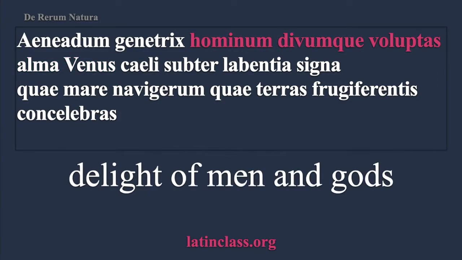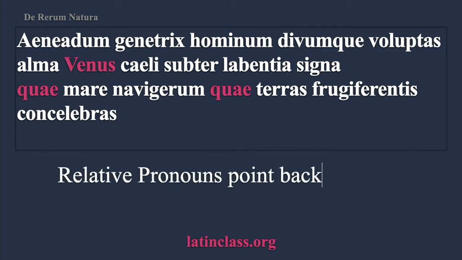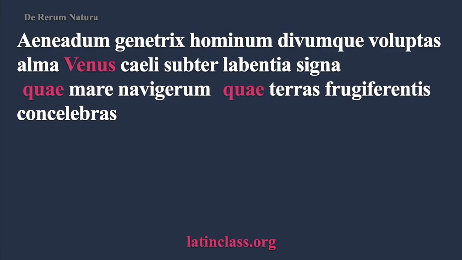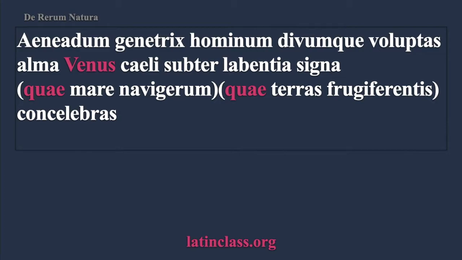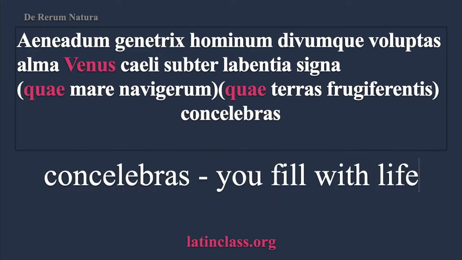Also linked to Venus are the two words quae. These are what we call relative pronouns, and are used here to point back to Venus and mark off special phrases which provide further description of her. These relative pronouns appear here in their feminine form, quae, which tell us that they are referring back to a feminine noun, and that, of course, is Venus. Both of these clauses use the same verb, concelebras, you fill with life.